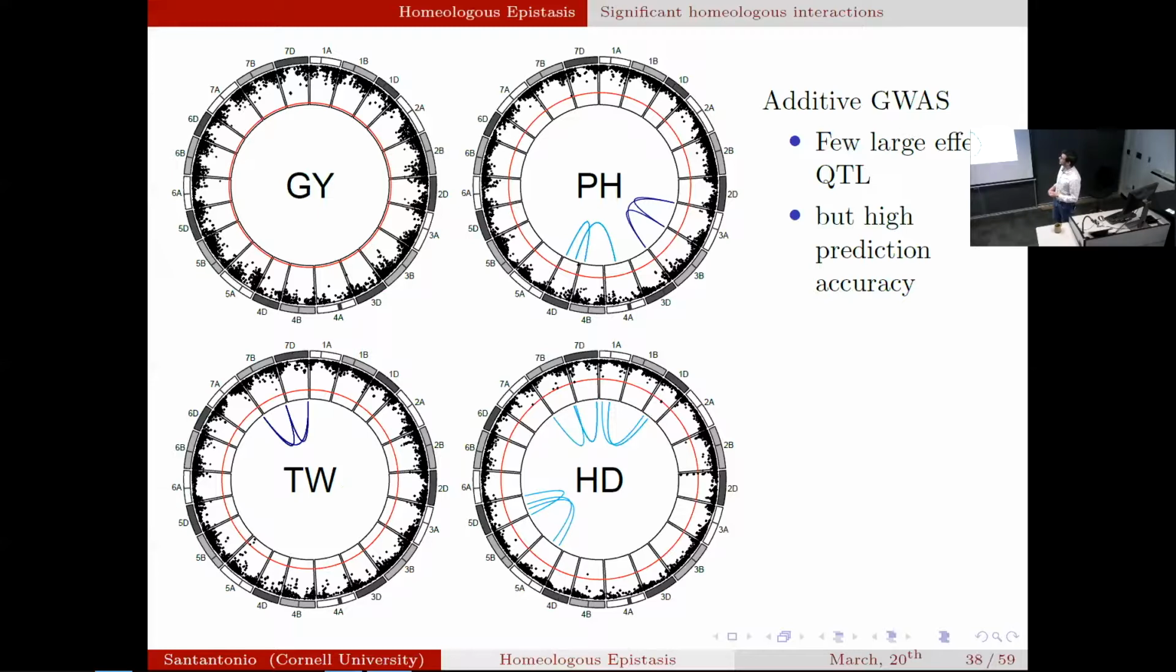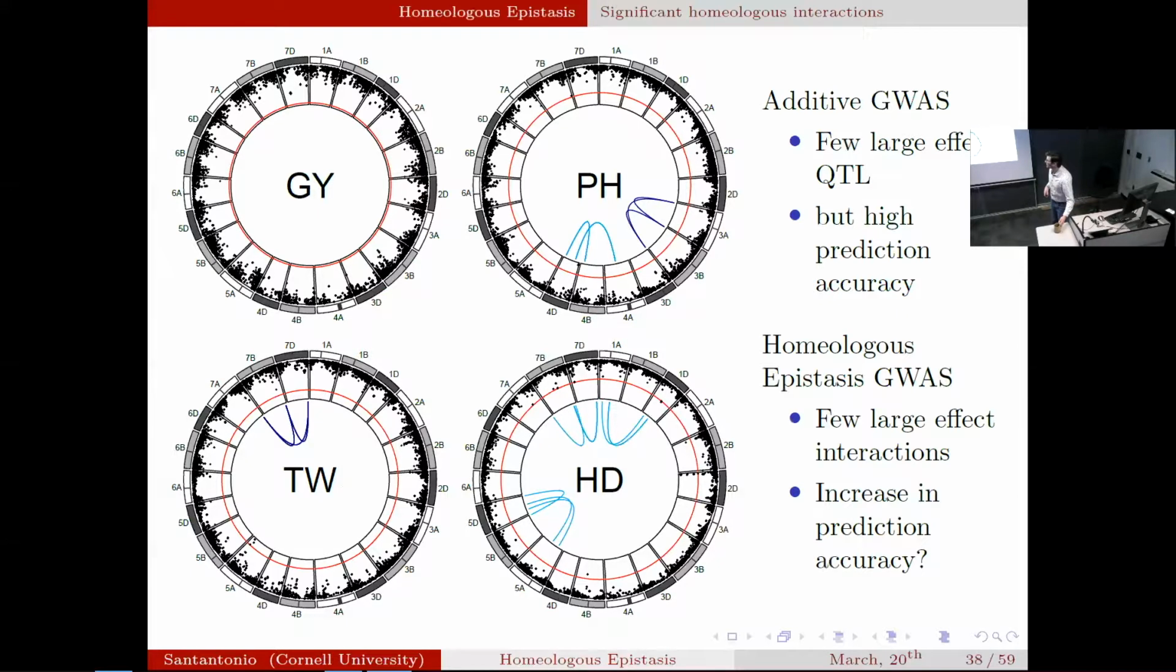And you'll see we don't have a bunch of huge hits. There's a couple. Plant height, we have the dwarfing gene on 4D. Heading date, we have PPD1 on 2D, for example. But there's not a whole lot of large effect QTL. However, you noticed from earlier, we had high prediction accuracy with these things. So there is genetic signal in there. It just indicates that there are many genes involved in this.